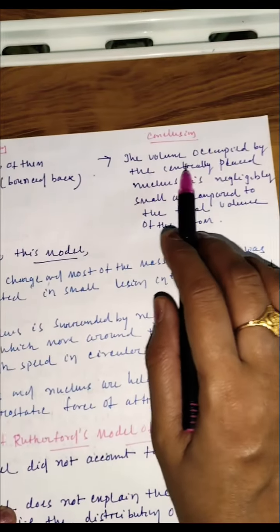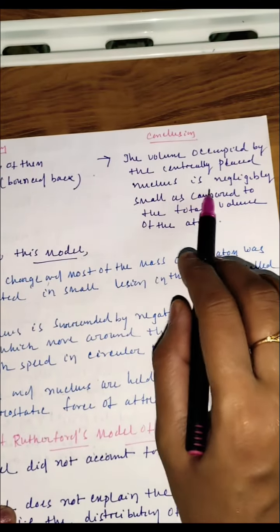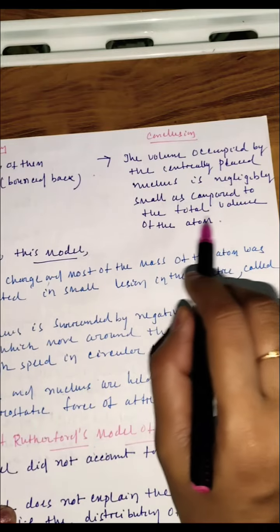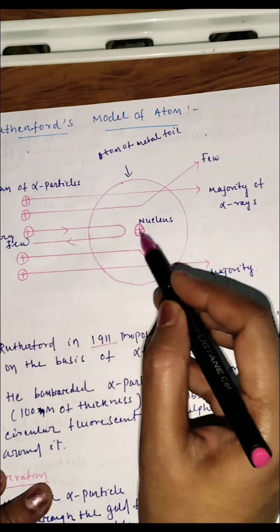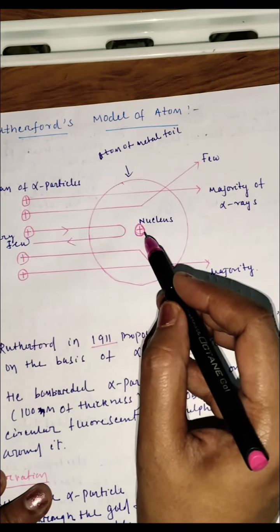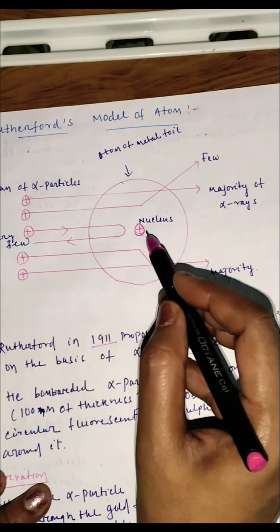And the conclusion here: the volume occupied by the centrally placed nucleus is negligibly small as compared to the total volume of the atom. Compared to the total atom, the nucleus is placed in a certain small portion in the center of the atom, which is a positively charged heavy mass nucleus.